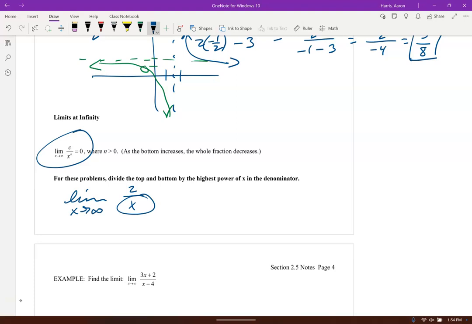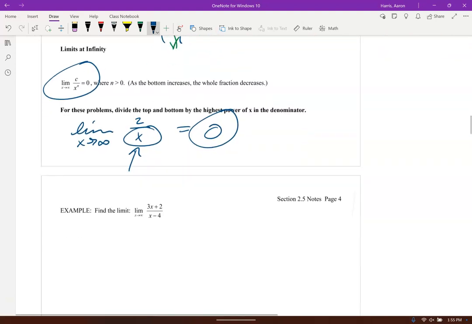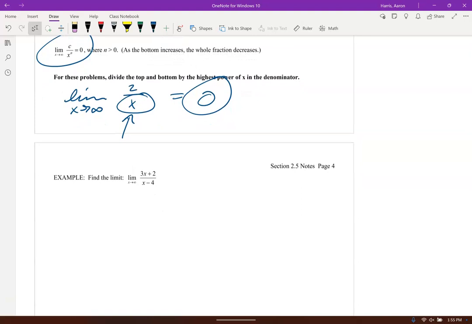Anyways, what's the value doing? It's getting closer and closer to 0, right? Because this bottom number is so big. It's so much bigger than the top. It just gets closer and closer to 0. So you could sum this up: anytime the degree of the top is less than the bottom, you're going to approach 0. You're going to have a limit going to 0.